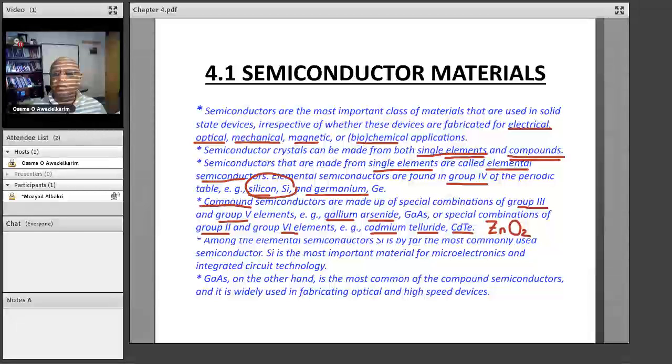Okay. The most important semiconductor, which is an elemental semiconductor, is silicon, which is the basic material that we use for our electronic devices. Gallium arsenide, however, is a compound semiconductor, and it's mainly used for optoelectronic applications. So for optical devices, we use gallium arsenide. Also, high-speed devices can use gallium arsenide, and those devices would be much faster than silicon.